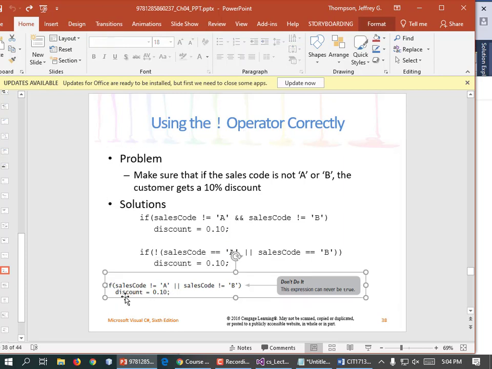Don't do it this way. If sales code is not equal to A or sales code not equal to B, that can never be true. I can't work that through in my head. Nots are too hard for my brain to parse. So I can't prove that that would never be true. But I know that it certainly does not match the problem specified.